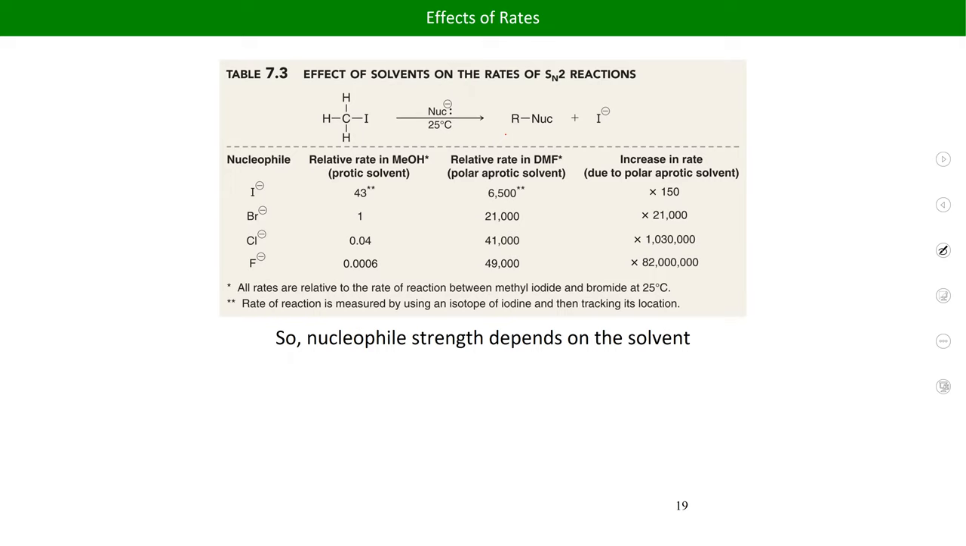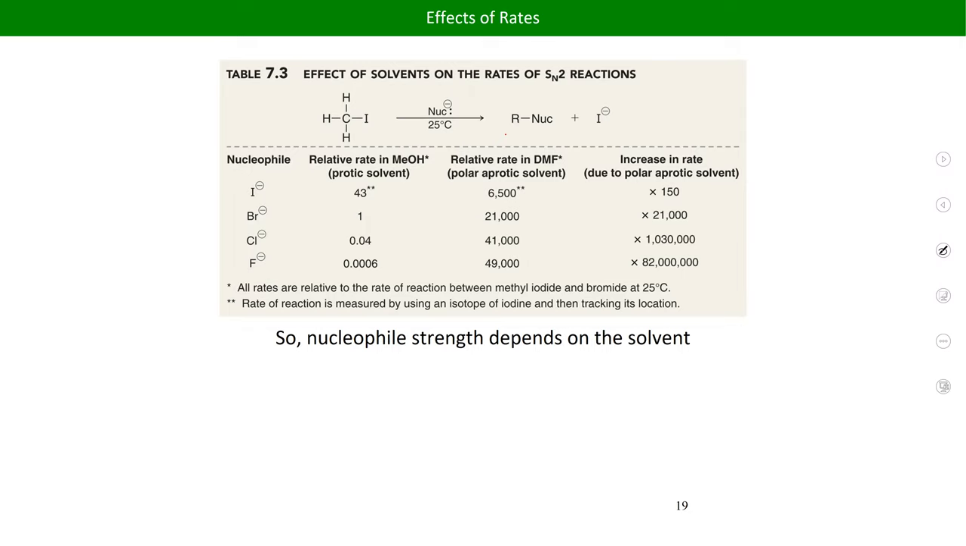So here's another good table, with relative rates in methanol versus in DMF, which is a polar aprotic solvent. So bromide goes from being 1 to 21,000 times faster if you do it in DMF. This is specifically for SN2. And the larger you go, the less it matters. Iodide is a much better nucleophile in methanol than bromide is, but the effect of switching to DMF is relatively small. It's only 150 times faster instead of 21,000 times faster, because it's physically a larger object and doesn't have enough room to have extra interactions. And so the methanol, the protic solvent, doesn't stabilize it as much as it does things that are smaller.